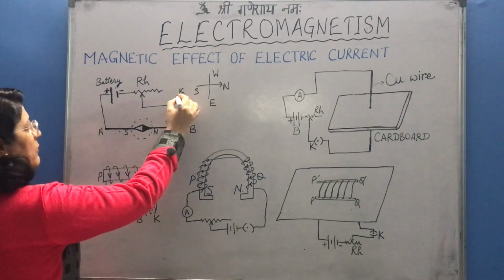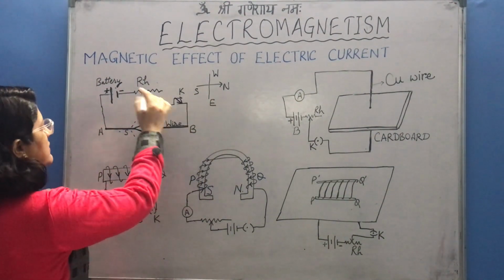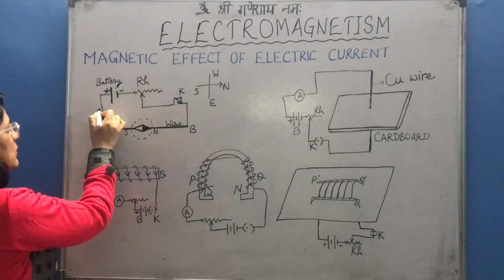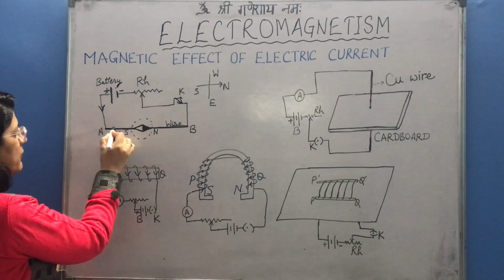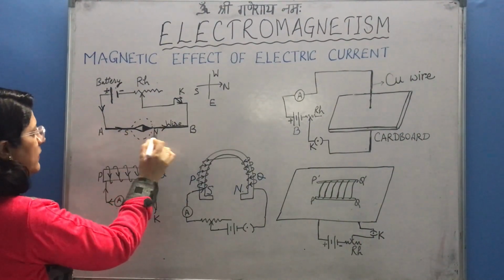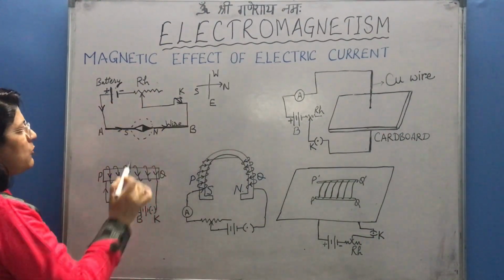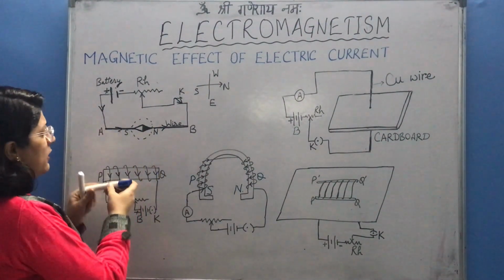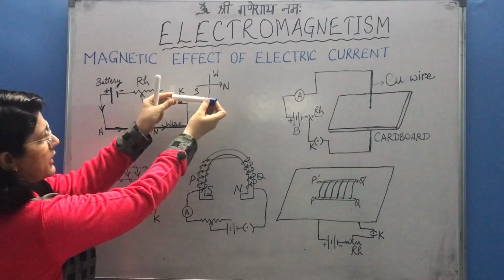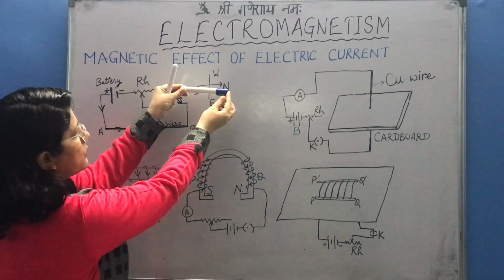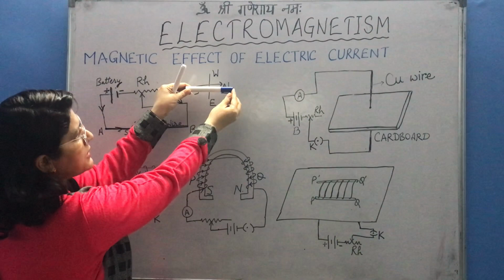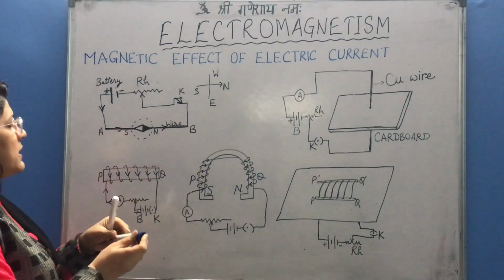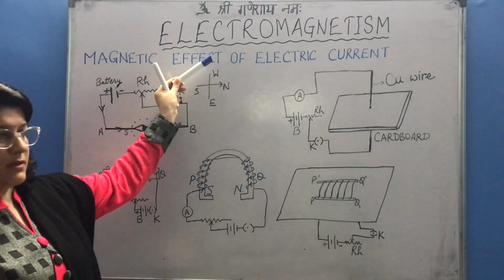As soon as we close the key, the current starts flowing in the circuit. As the battery's positive terminal is on this side, current will flow in this direction from A to B. When current flows from A to B, we will see that the needle of the compass will deflect. Initially it was in this direction, and it will deflect towards west when the current is in the direction AB.